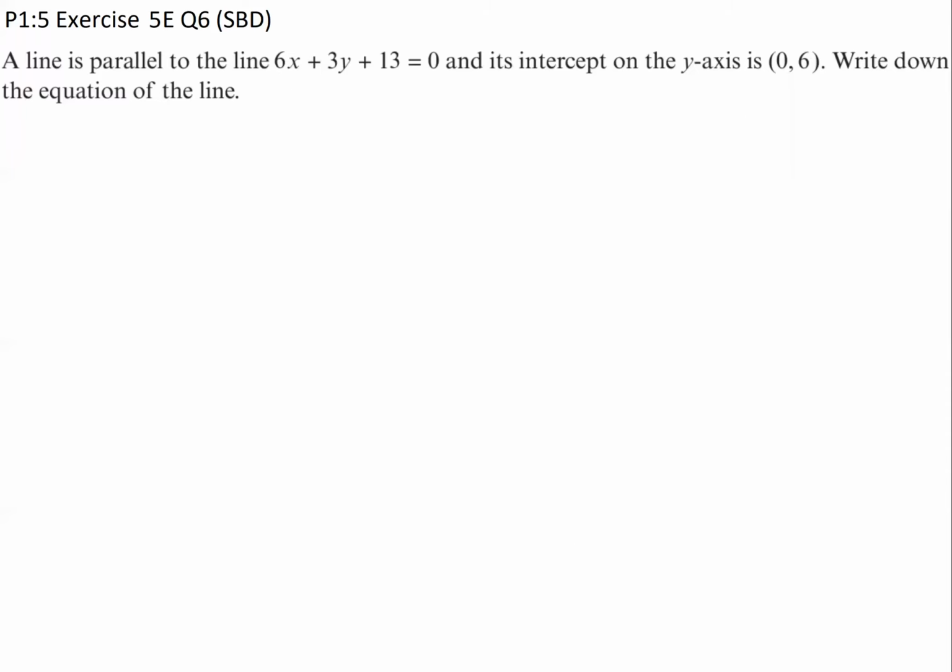The second method skips the first stage where we convert it to y equals mx plus c. We can actually just use this form. If there are two parallel lines, then that means the relationship between x and y must be the same. And so we can actually just write down that our new line must actually still look the same.